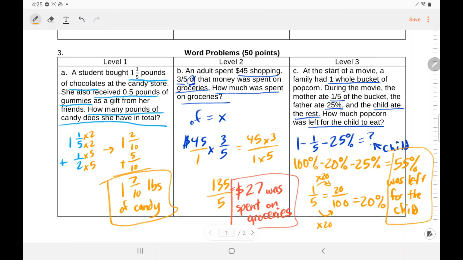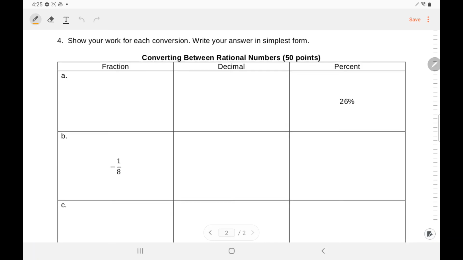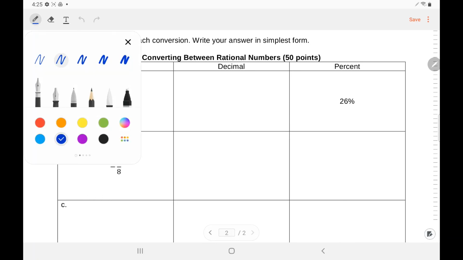Okay, now that we're done with the front page, we're going to go to the back page. So the back page is converting between rational numbers. Show your work for each conversion. Write your answer in simplest form. Okay, so we've done this in the past in our quizzes.